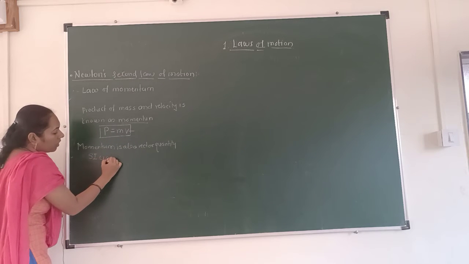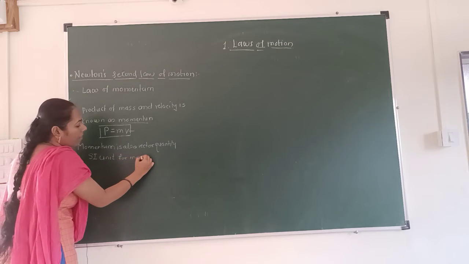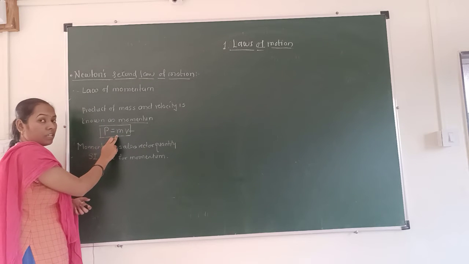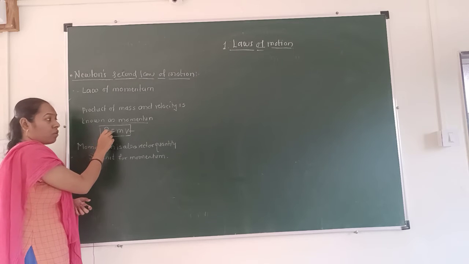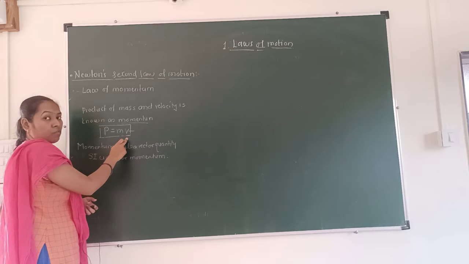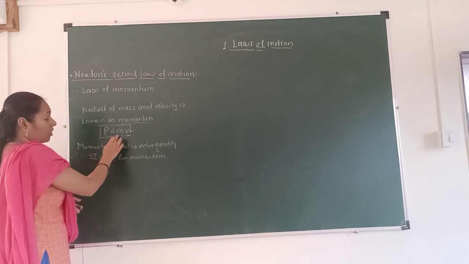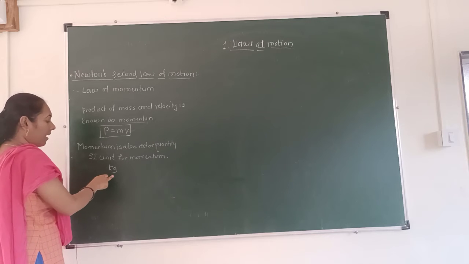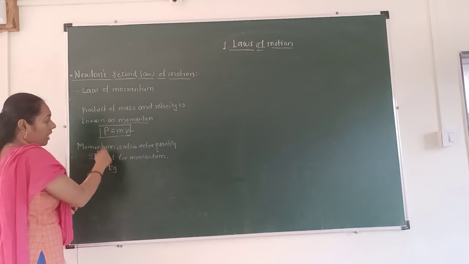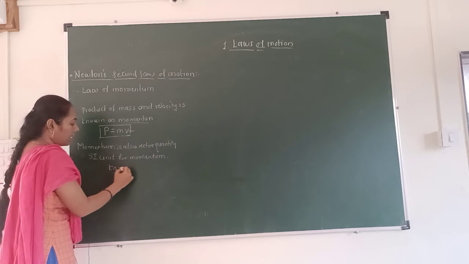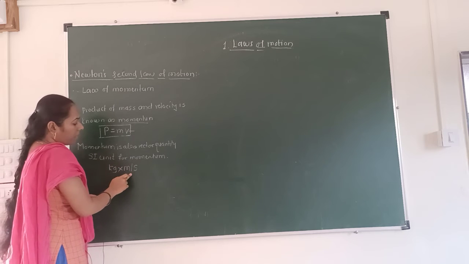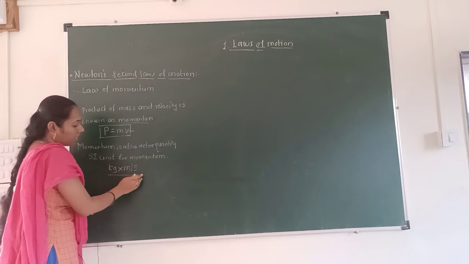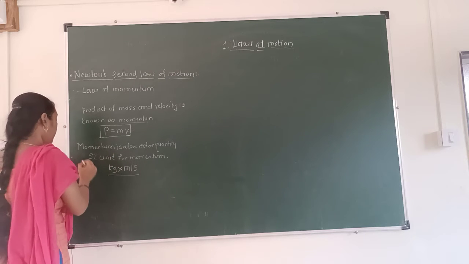I will write here the SI unit for momentum. Momentum is P equal to mv, where P stands for momentum, m stands for mass, and v stands for velocity. What is the unit of mass? Kilogram, grams. We will see here the SI unit, therefore I write kilograms. And what is the unit for velocity? The unit for velocity is meter per second. Therefore the SI unit of momentum is kilogram into meter per second. This is the first unit.